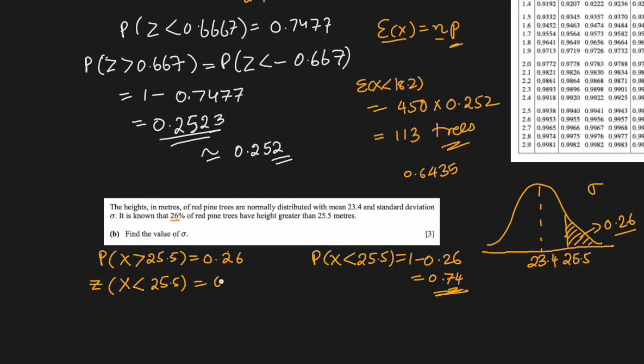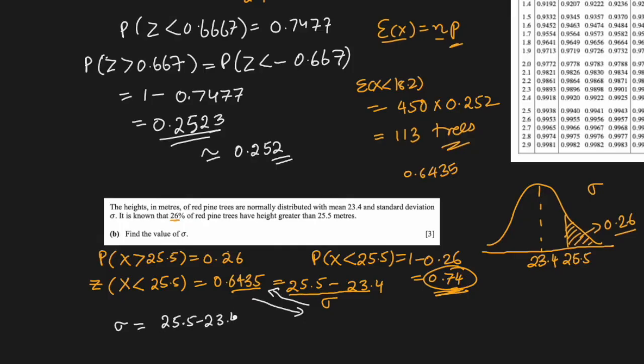The Z score is 0.6435. So for the probability 0.74, this is the Z score, and Z score is always the X value, which is 25.5 in this case, minus mean 23.4, divided by the standard deviation, which is unknown to us. So we'll do the cross multiplication now. So the sigma goes there and it comes here. So sigma will be equal to 25.5 minus 23.4 divided by 0.6435. Let me use my calculator for the same.